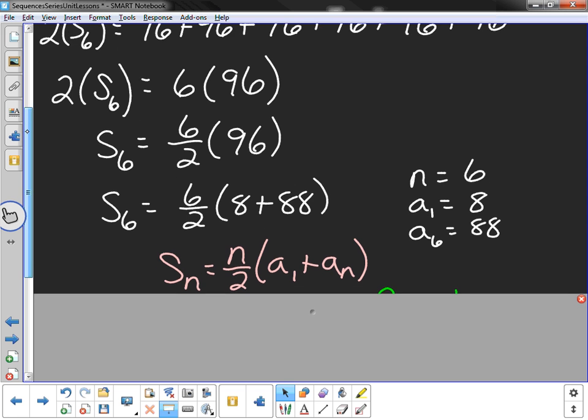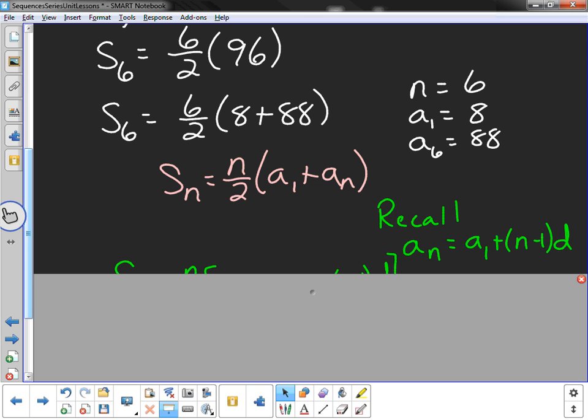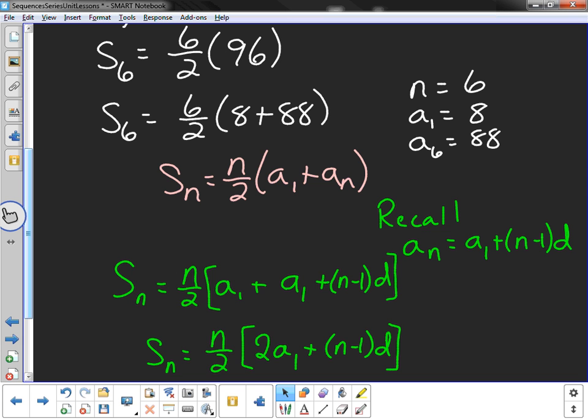Now, I want you to recall from our sequence discussion that the nth term had an explicit formula: a sub n equals a sub 1 plus n minus 1 times d. So if I replace the a sub n in this pink formula with this formula for a sub n, I get this big ugly expression: n over 2 times the bracket of a sub 1 plus a sub 1 plus n minus 1 times d. Well, I can clean that up, and I get S sub n equals n over 2 times the bracket 2a sub 1 plus n minus 1 times the common difference.